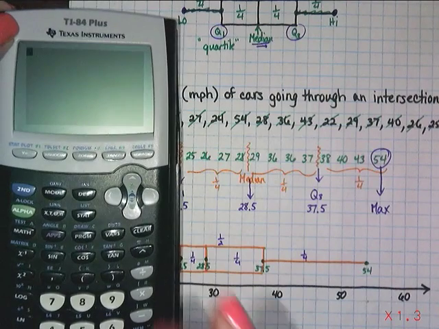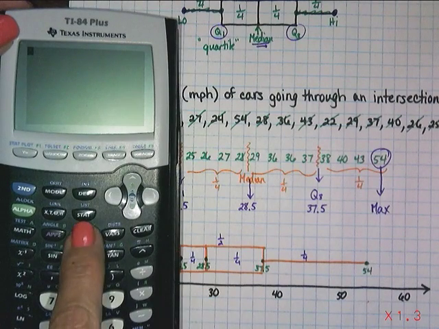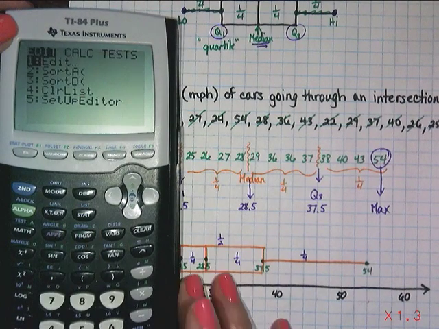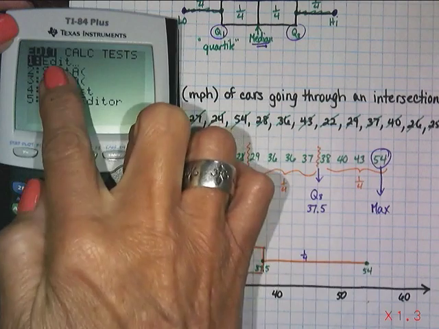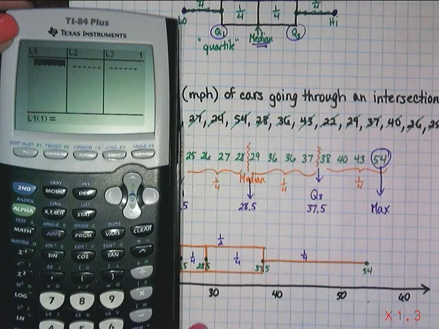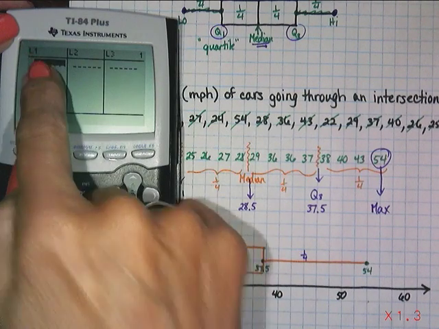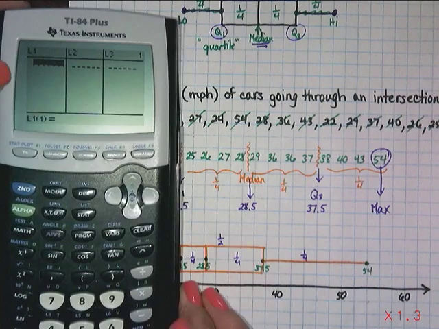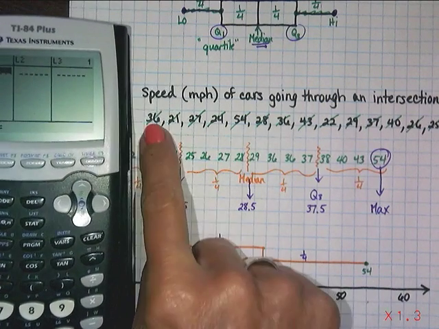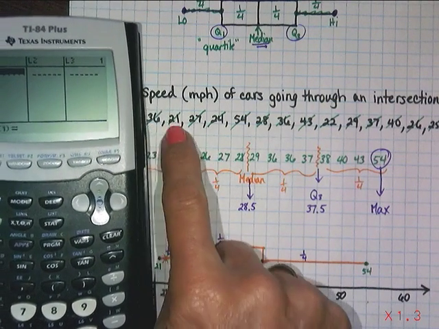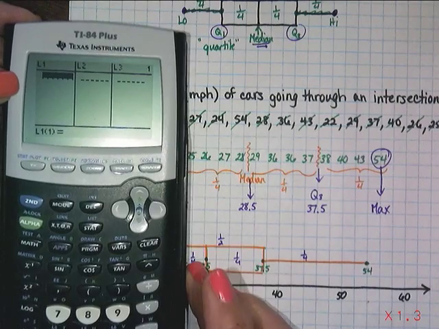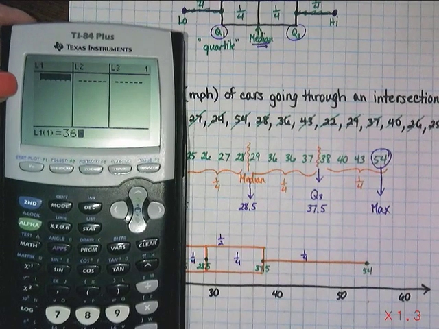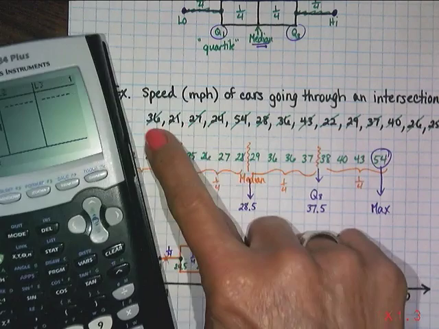We're going to turn our calculator on. The first thing you do is you press Stat. Then we're going to edit. That means enter your data. My cursor's already in list 1, spot number 1. And what was that first piece of data? 36. Then 36, enter, 21, enter, 37, enter, 27.